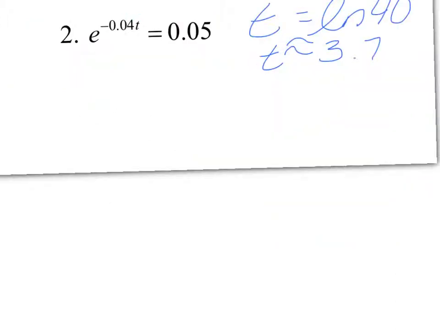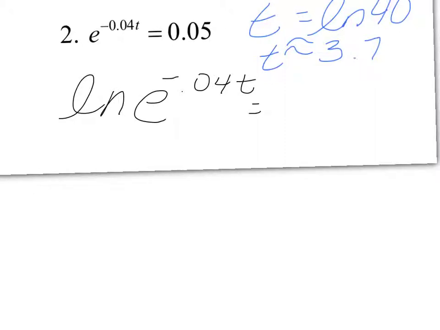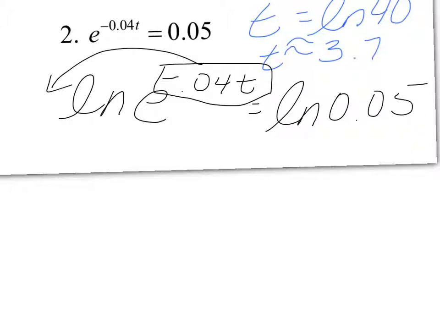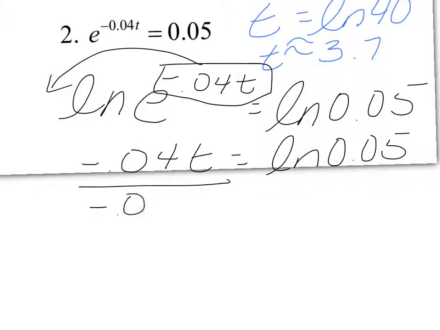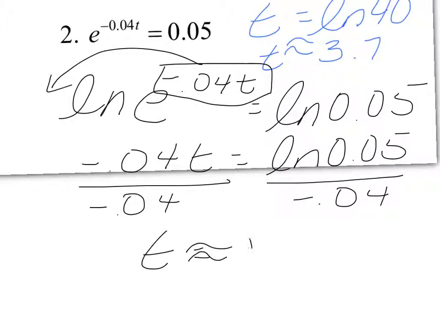The only difference with example 2 is that you have it raised to a power that has a number in front of the t. So you put both sides to the natural log, you're going to bring down this power out front. The natural log of e will just go to 1, so you'll get negative 0.04t is equal to the natural log of 0.05. Then I'll divide by negative 0.04. Using my calculator, I should get that t is approximately 75.